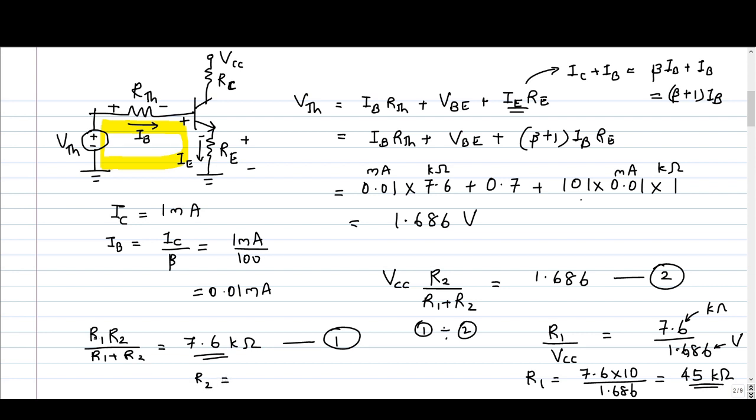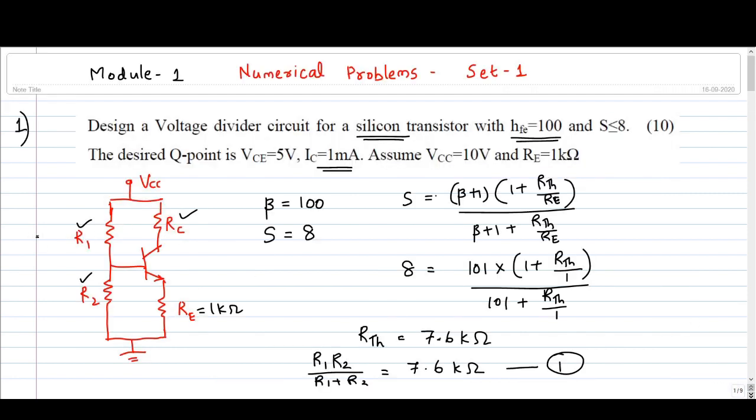So if you substitute 45 here, it is 45 R2 divided by 45 plus R2 equal to 7.6. So you solve for R2 and you will get R2 as 9.14 kilo ohms. Okay. So we got R1 from here and you substitute back the value of R1 in equation 1, you will get the value of R2. So we solved for R1 and R2. So these two resistances are now available. R1 is 45 kilo ohm and R2 is 9.14 kilo ohm.